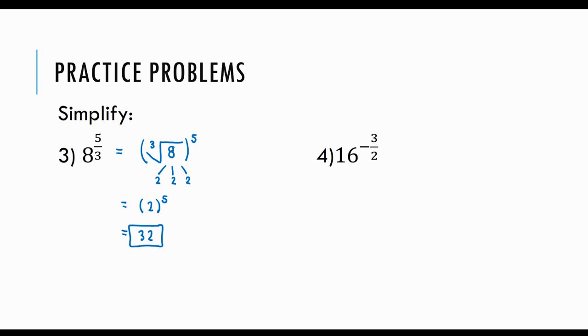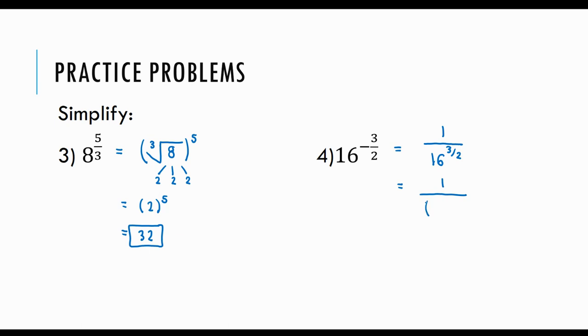In the next one, notice that I'm dealing with a negative exponent. So before I do anything else, I want to get rid of the negative exponent. So I have to make it a fraction. So it's really 1 over 16 to the 3/2 power. And now that I've changed that to a positive exponent, now I can focus on, okay, it's the denominator that I'm going to rewrite.